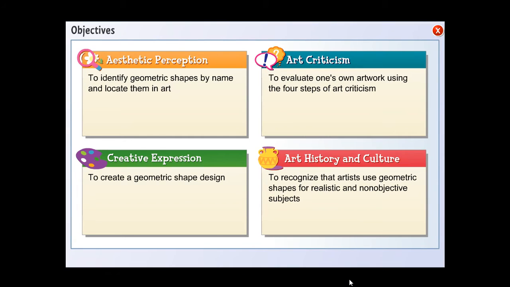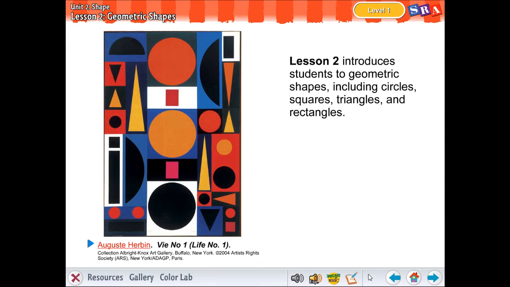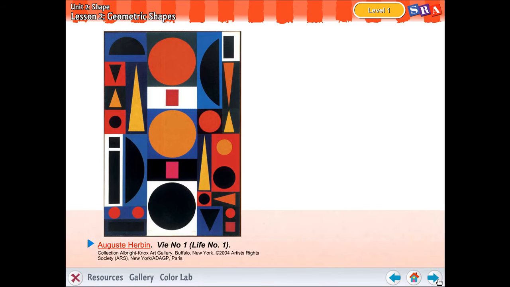Okay, today you're going to learn how to identify geometric shapes by name and locate them in art. You are going to create a geometric shape design. At the very end of your artwork, you should be able to evaluate your own artwork using the 4 steps of art criticism. And then, as far as our art and history and culture, you are going to be able to recognize that artists use geometric shapes for realistic and non objective subjects. What is she talking about? We'll get to that in just a minute.